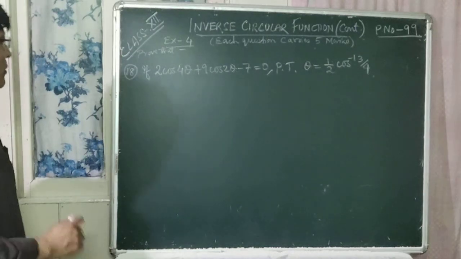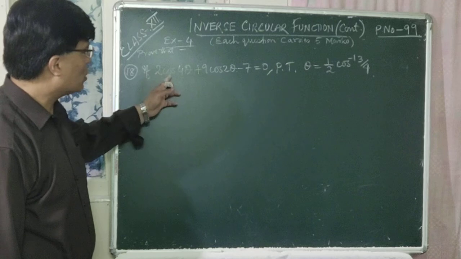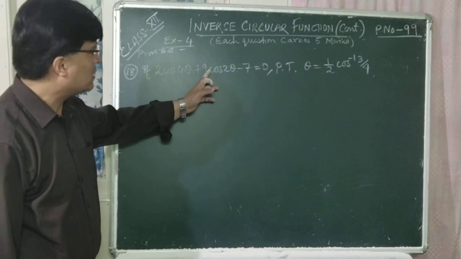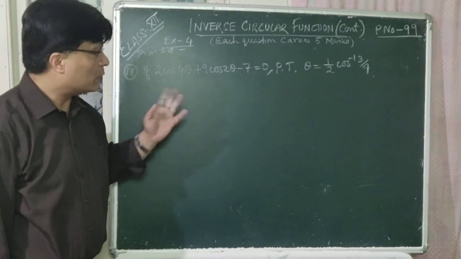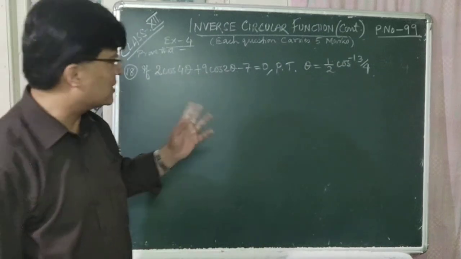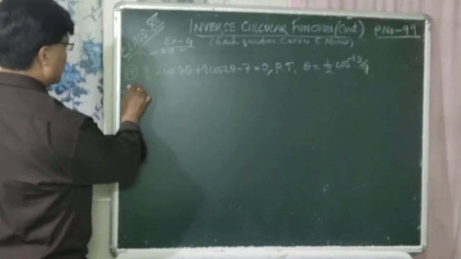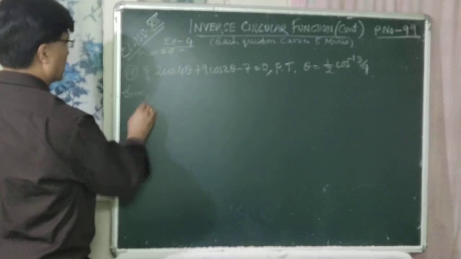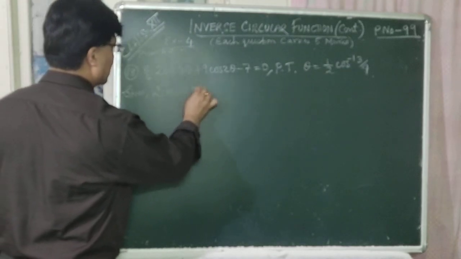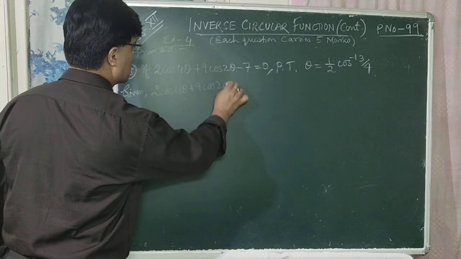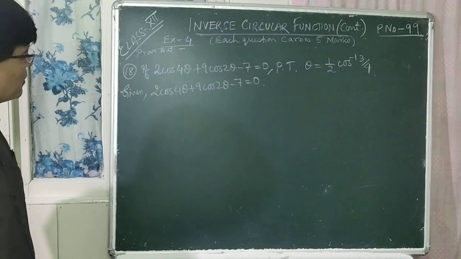Now we will do question number 18. Okay, so if 2 cos 4 theta plus 9 cos 2 theta minus 7 is equal to 0, it is given. You have to prove that the value for theta is equal to half cos inverse 3/4. So let us write down this given part. 2 cos 4 theta plus 9 cos 2 theta minus 7 is equal to 0, right?